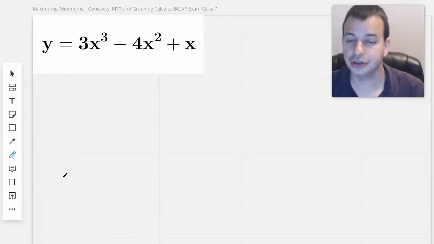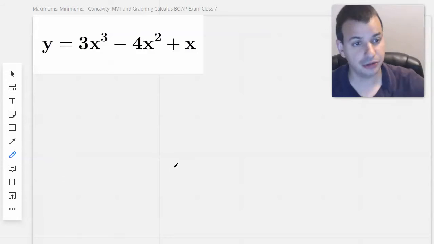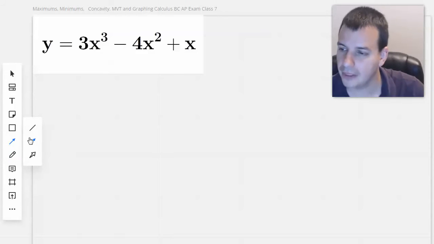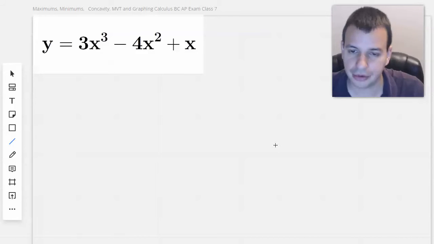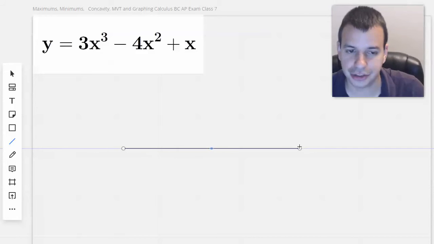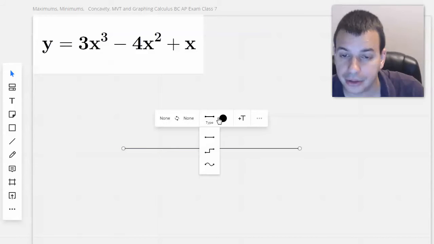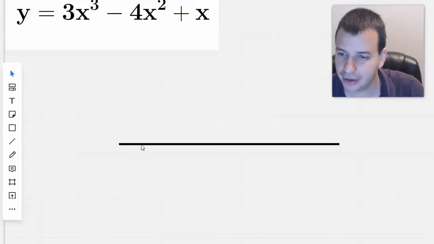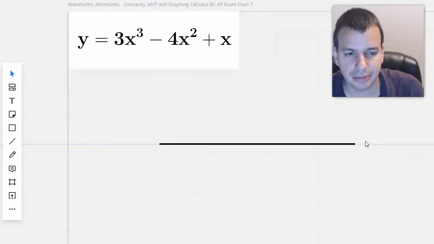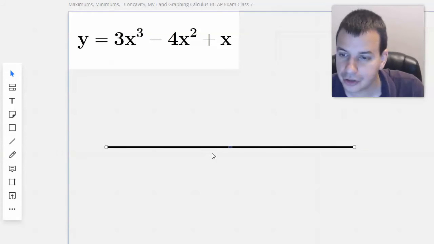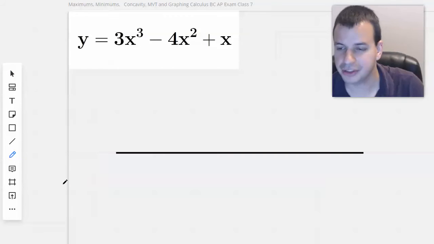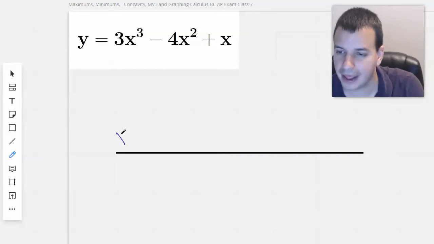So first thing we do is we start by drawing up our sign chart. A sign chart would look something like this. It will start with a line. Maybe a little bit bigger. Okay. So we have our line, the first part of our table, and we'll say we have up here x.